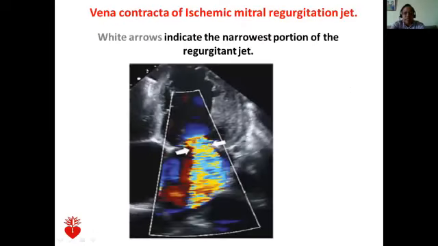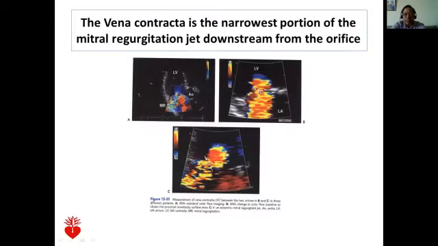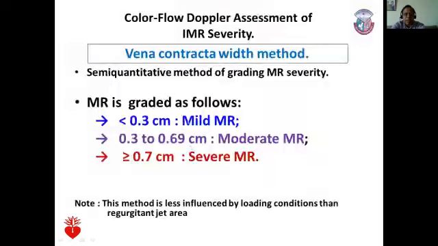How does it look? This is a classical example. In the zoom view, apical four chamber view, you can see the PISA, the neck, vena contracta, and the whole length of the MR jet. This is the ideal point for measurement of the vena contracta, perpendicular to the jet. These are three other examples of how to measure the vena contracta. Now, by vena contracta width, what is mild, moderate, severe? Less than 0.3 is mild, and more than 0.7 is severe MR.